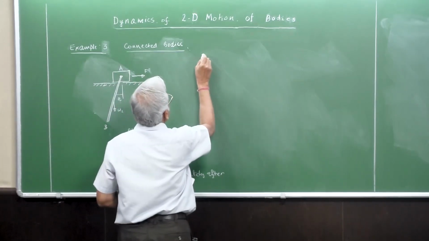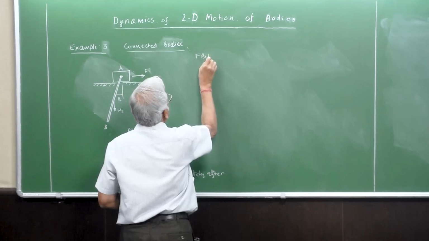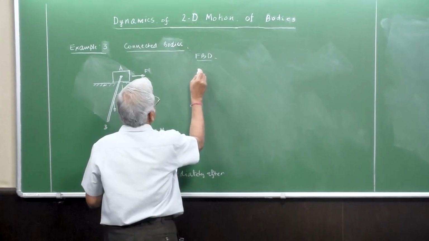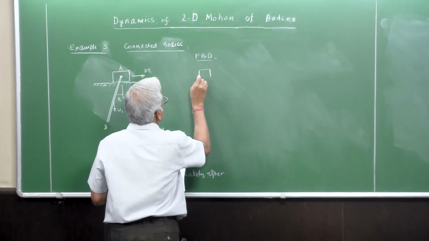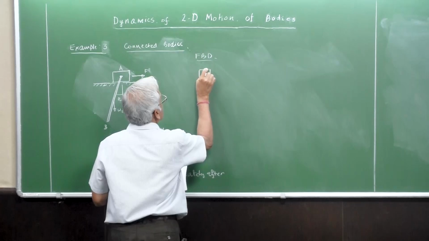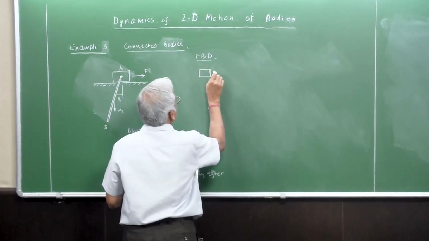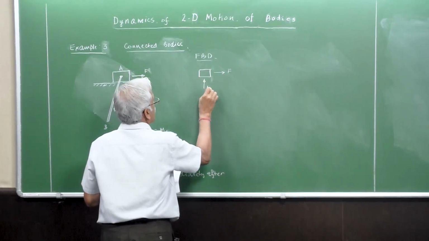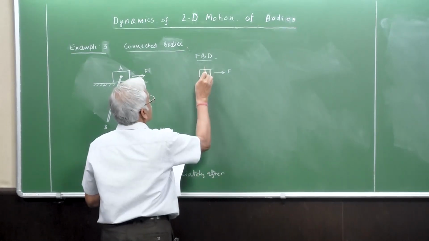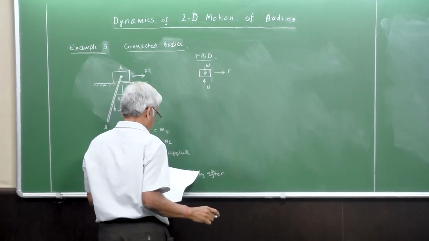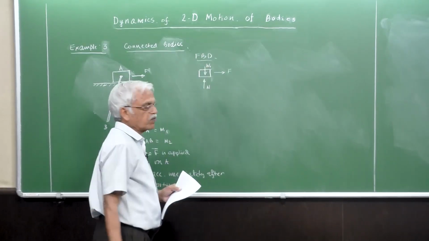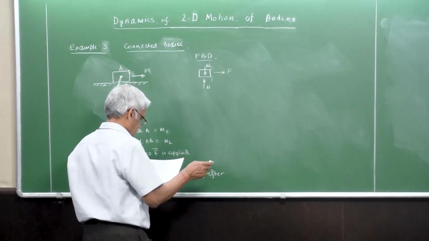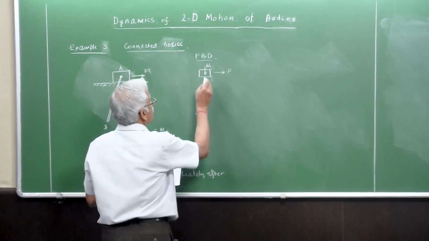So now let us draw the free body diagram. So the free body diagrams are, so this is block A, and then there's a normal reaction here, and there's a weight of the block, right? And that's the free body diagram. And what else?